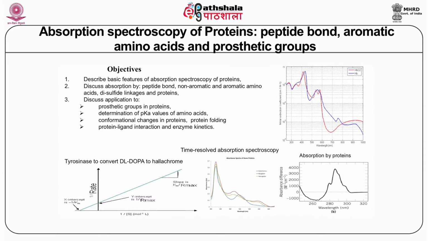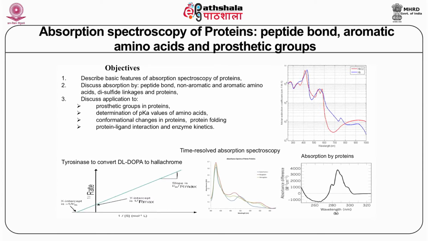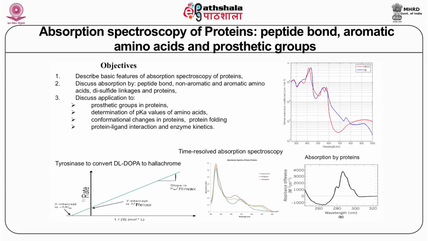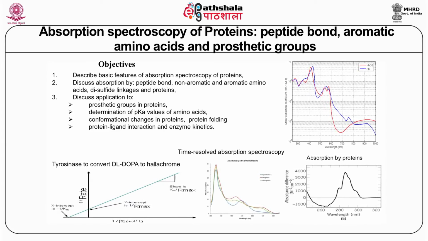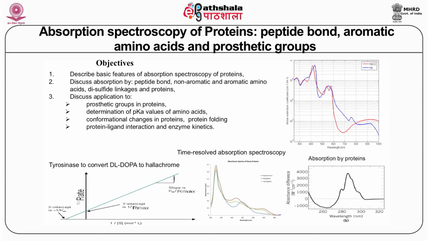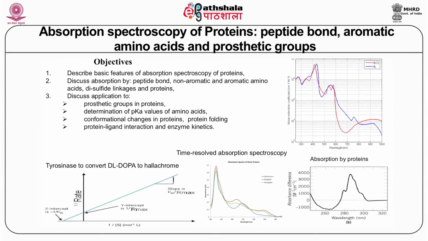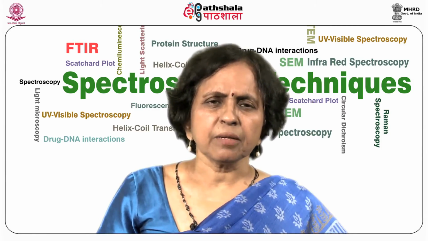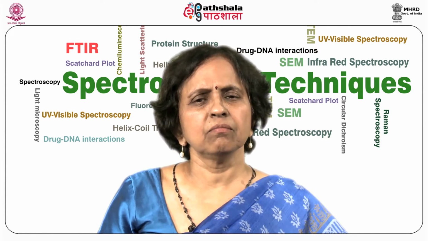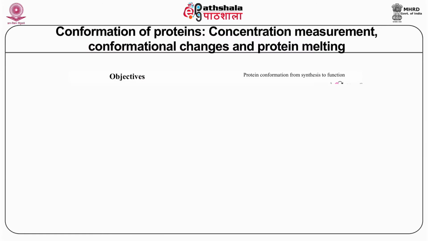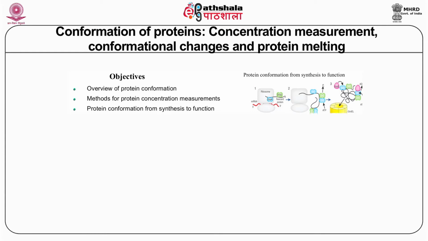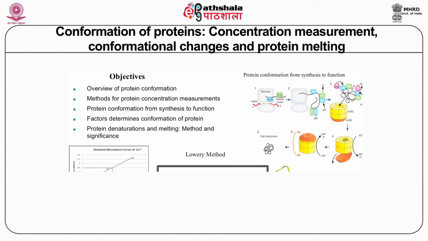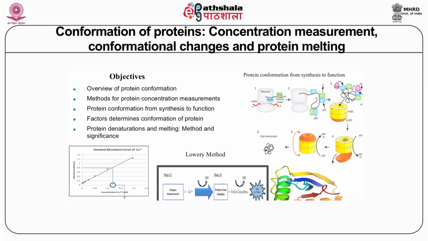Also the prosthetic groups in proteins we will differentiate in a more detailed manner, along with determination of the pK value of amino acids like tyrosine, where the aromatic amino acids are, and what the conformational changes in proteins are, protein folding, and protein-ligand interaction. Also very important, we will be studying enzyme kinetics. Then the other module is on protein conformational changes. Here you will be using, in a much more detailed method, the Beer-Lambert law for concentration determination. But again you will use it to understand the conformational aspects.